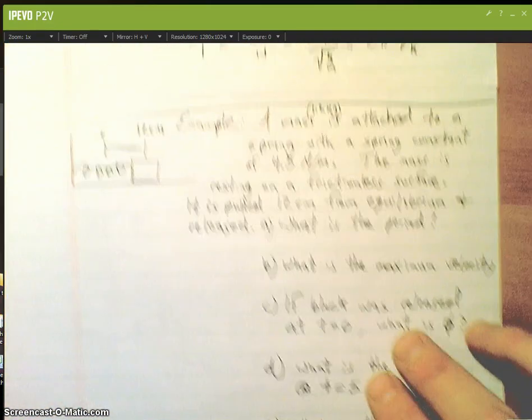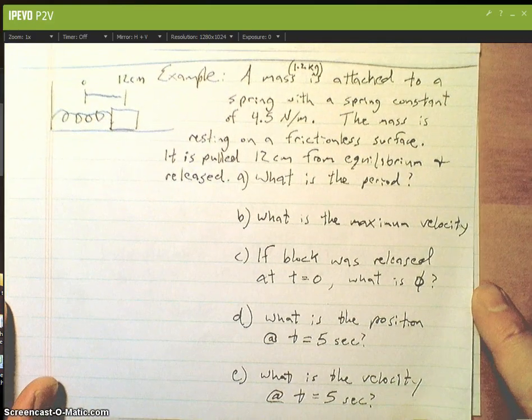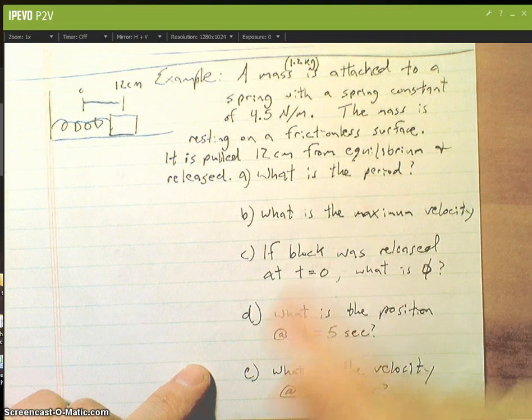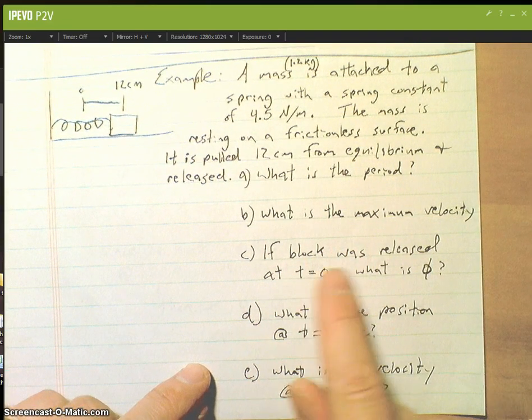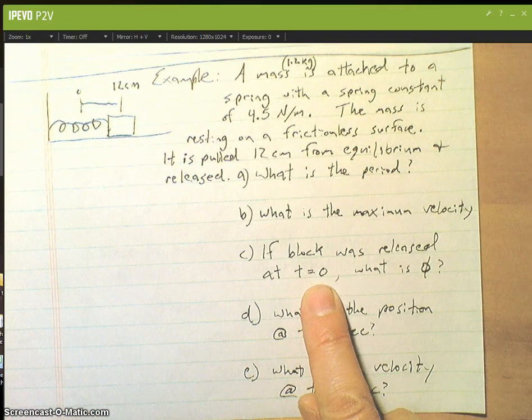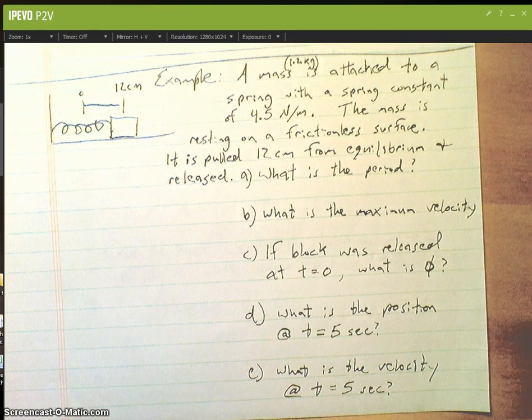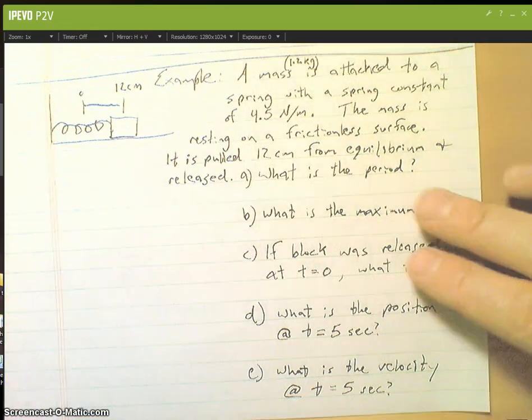Alright, I do want to go through an example. A mass is attached to a spring with a spring constant of 4.5 newtons per meter. The mass is resting on a frictionless surface, pulled 12 centimeters from equilibrium and released. So here are the questions. What's the period? What's the maximum velocity? If the block was released at t equals 0, what is phi? What's the position, x, at t equals 5? And what is the velocity at t equals 5?